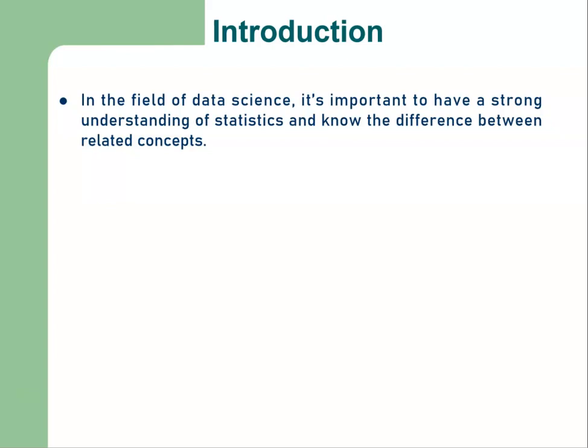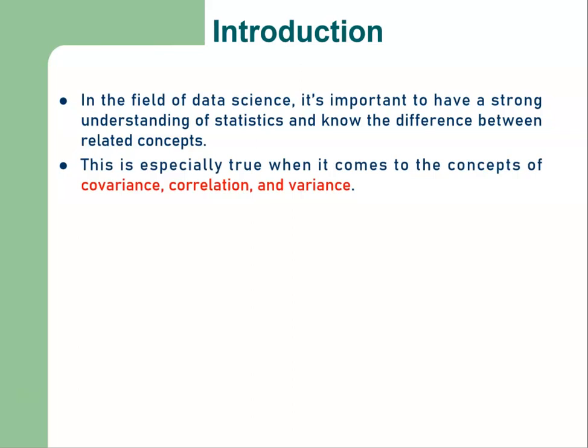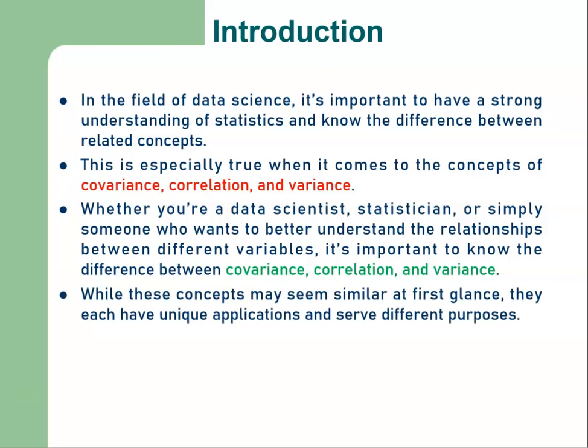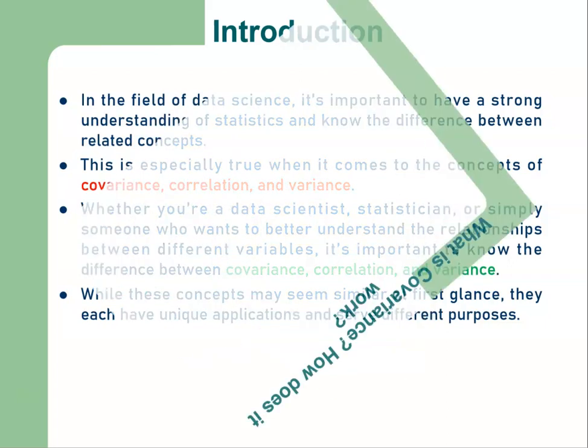If we are in the field of data science, it will be important for us to have a strong understanding of statistics, and we must know the difference between various related concepts. This is especially true when it comes to concepts like covariance, correlation, and variance. Whether you are a data scientist, a statistician, or simply someone who wants to better understand the relationship between different variables, it is important to know the difference between covariance, correlation, and variance. While these concepts may seem similar at first glance, they each have unique applications and serve different purposes.